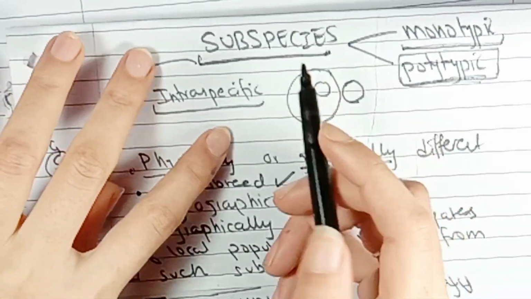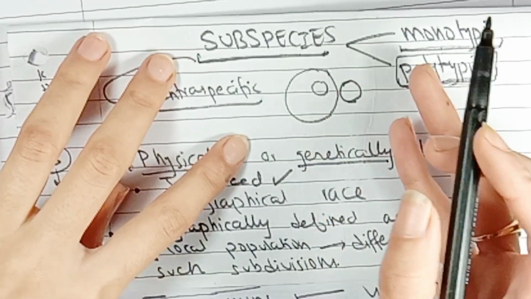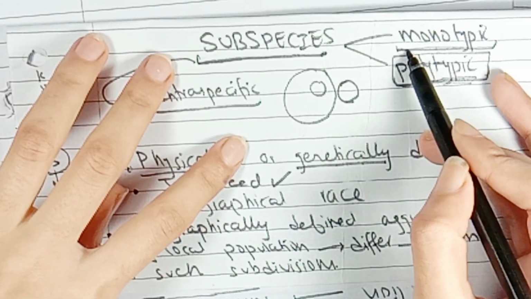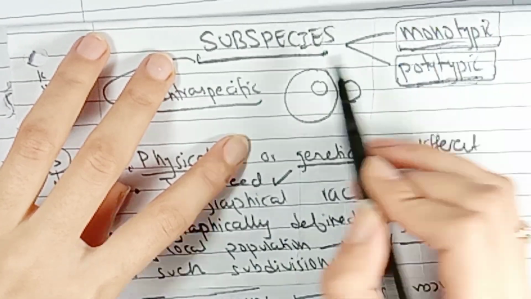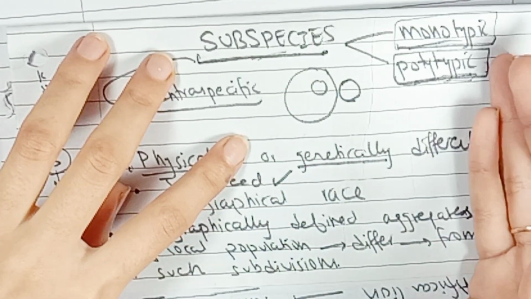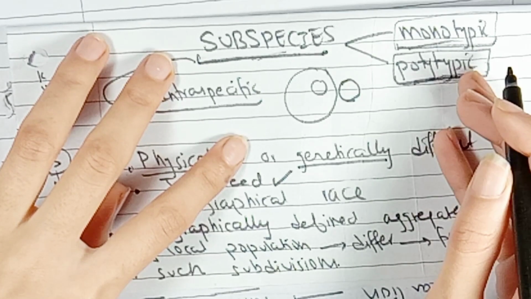In today's lecture, we are going to talk about the subspecies concept. And subspecies is divided into two types, monotypic and polytypic. In this video, we will talk about the monotypic concept and the subspecies concept. And in the next video, we will talk about the polytypic subspecies.